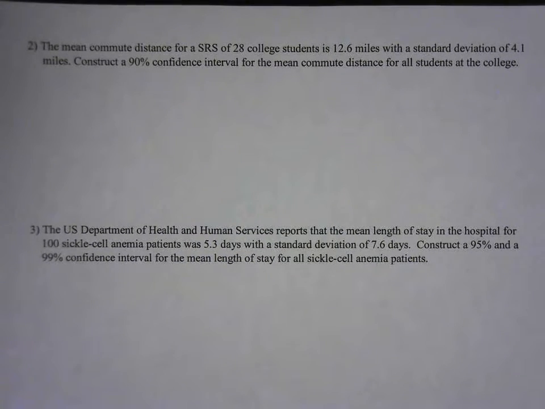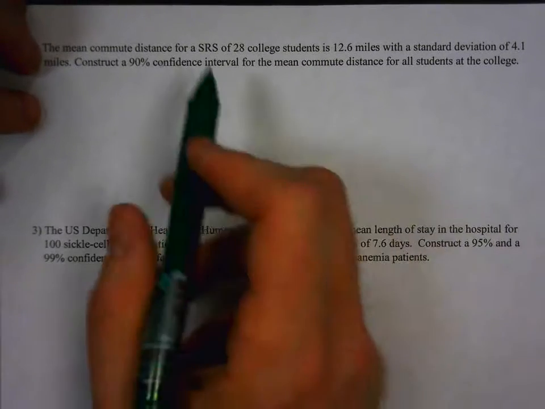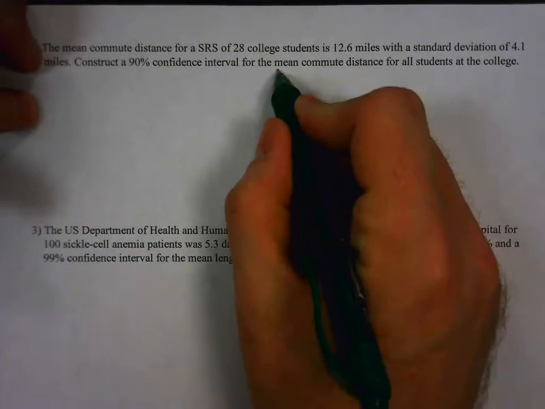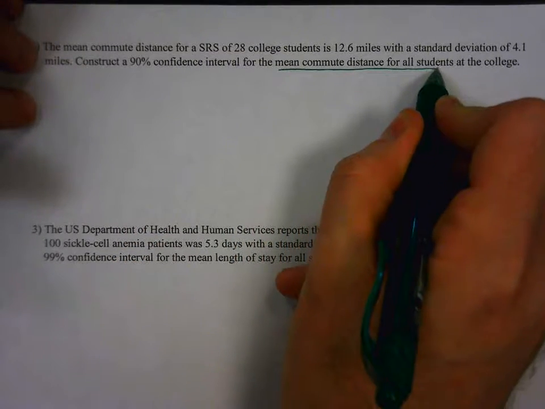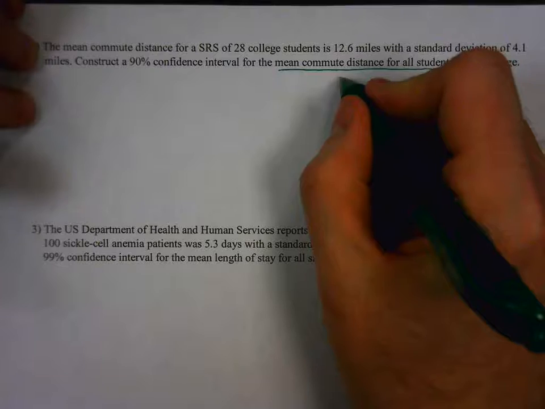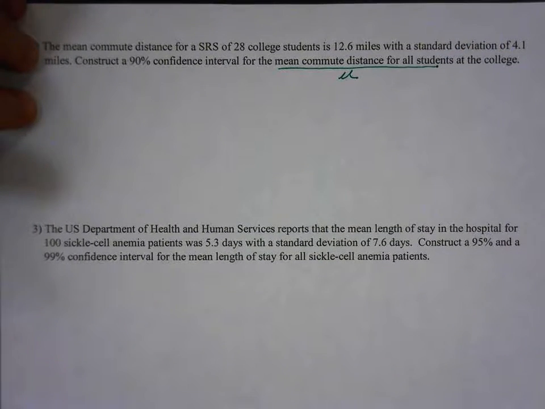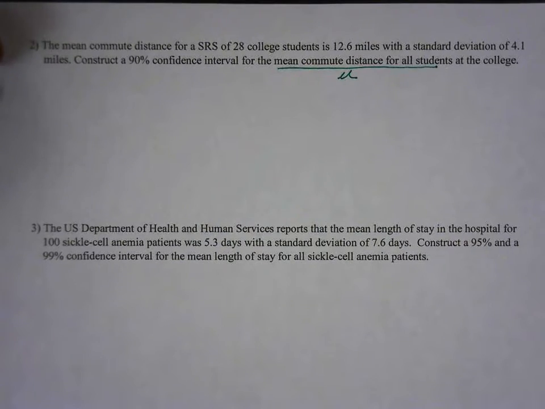Okay, so number 2 here says the mean commute distance for a SRS, meaning simple random sample, of 28 college students is 12.6 miles with a standard deviation of 4.1 miles. Construct a 90% confidence interval for the mean commute distance for all students at the college. So a 90% confidence interval for the mean commute distance for all students means you're trying to find a confidence interval for mu, the population mean, because we're looking at all students at the college.